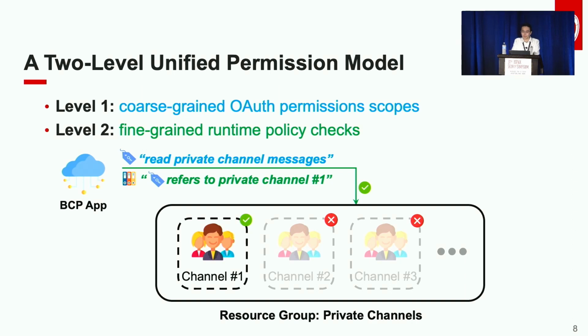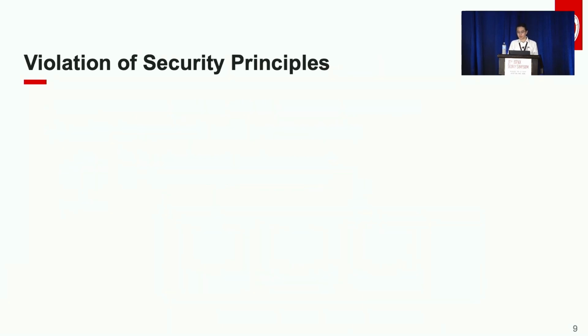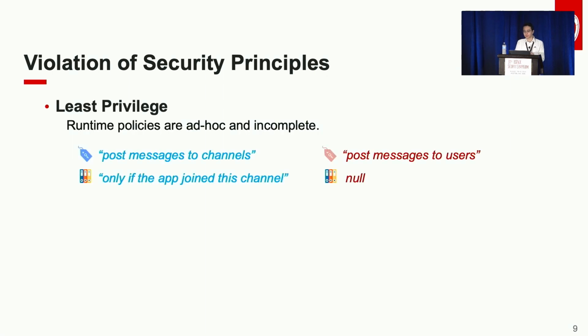However, when we analyze the execution of this two-level model, we find that both Slack and Microsoft Teams have violated some security principles. First, they violate the least privilege. While the previous two-level design looks good, in many cases, these platforms have implemented ad hoc or even incomplete policies. For example, posting messages to channels is a high-level scope, and we found policies checking if the app was actually part of that channel. But for permissions like posting messages to users, we did not find any policy checks, so in this case, the app can either post messages to all entities or just do nothing.